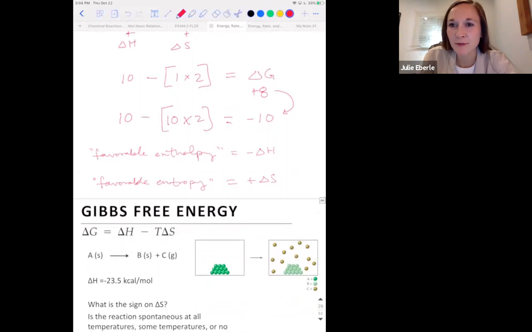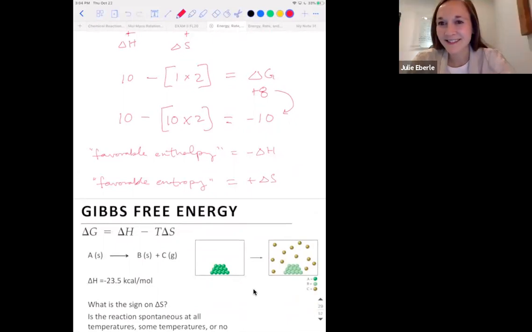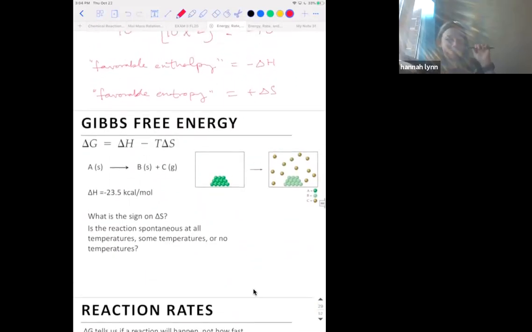Hannah, are you sitting by a window? Yes. Like a very shimmery glow. Yeah, there's like rainbows and stuff. I like it. It's warm.